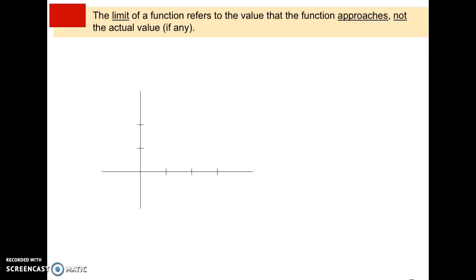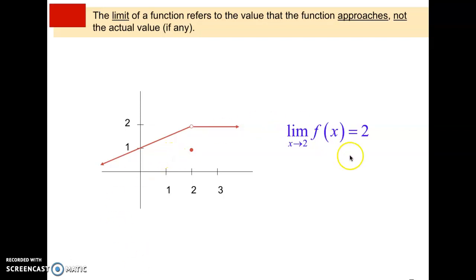So let me give you an example graphically. So here is a function. I'm sorry I didn't define it as a function, but this is a piecewise function. It's defined in pieces. It looks like a linear function up to 2, then it has a dot at x equals 2, and then it has a constant function from 2 on. Okay, so here's some questions. What would be the limit as x approaches 2? So let's look.